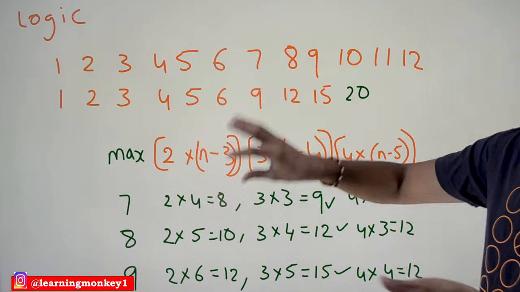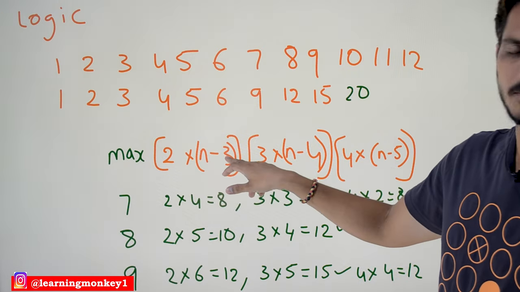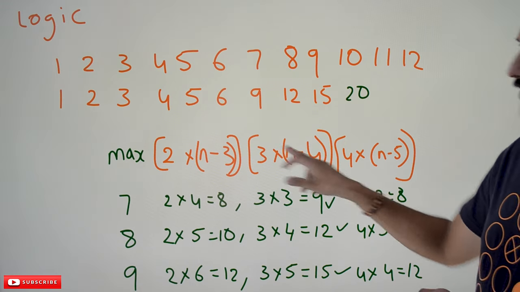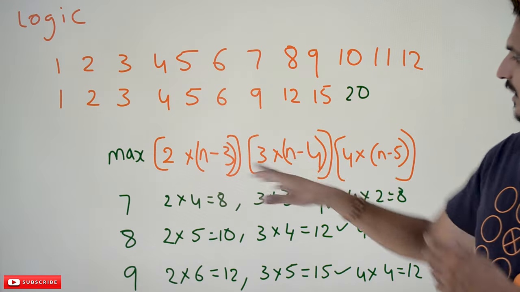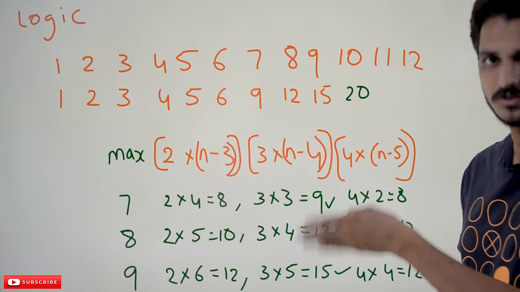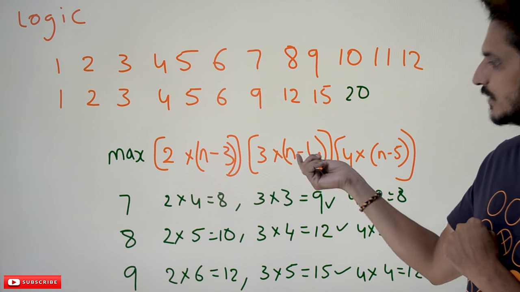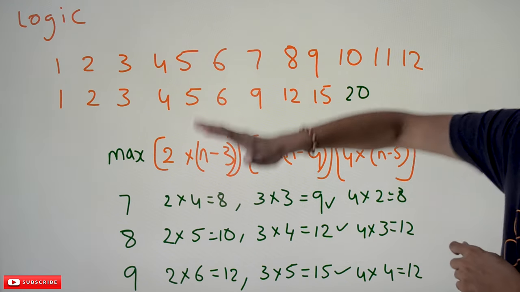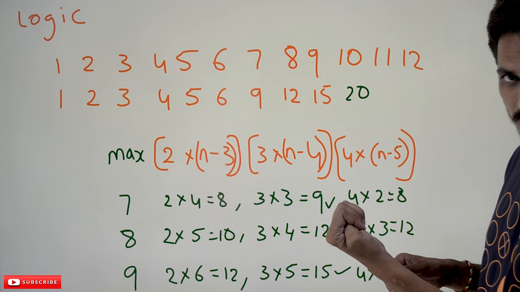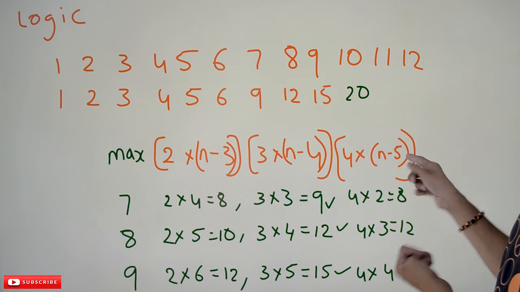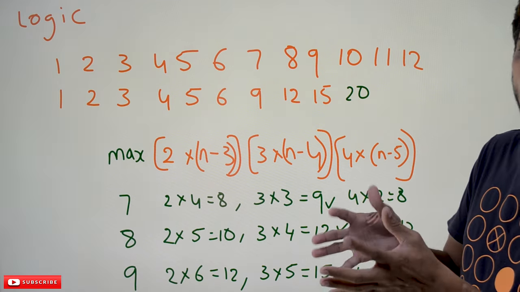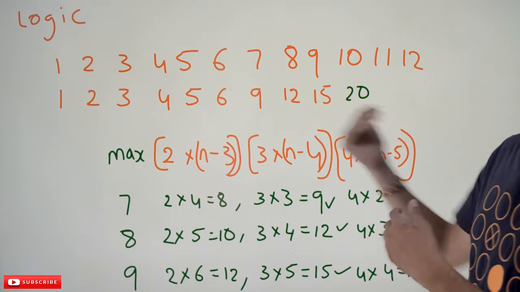When you go 3 steps back, you have 2 multiplied by n minus 3. When you go 4 steps back, 3 multiplied by n minus 4, whatever the value present here, because going 4 steps back means select, copy, paste, paste. That's why 3 multiplied by n minus 4. When you go 5 steps back means select, copy, paste, paste, paste. So total 4 multiplied by n minus 5. This is the logic we use to identify, step by step, how we are going.